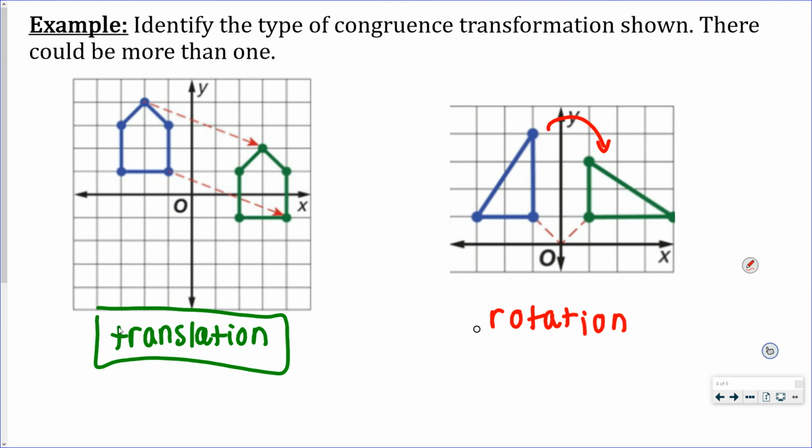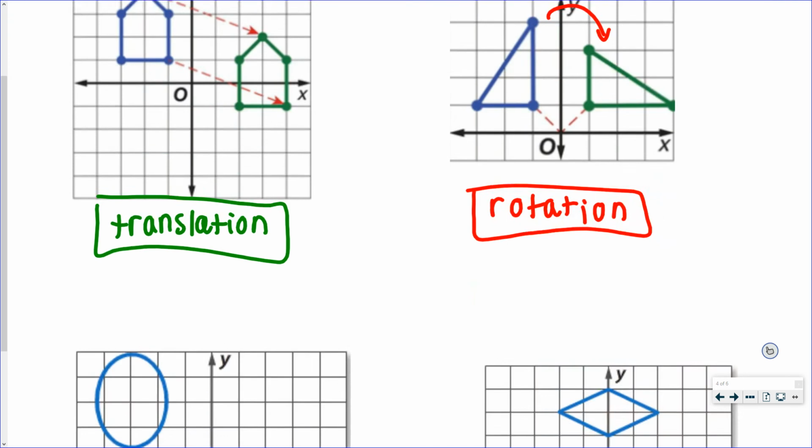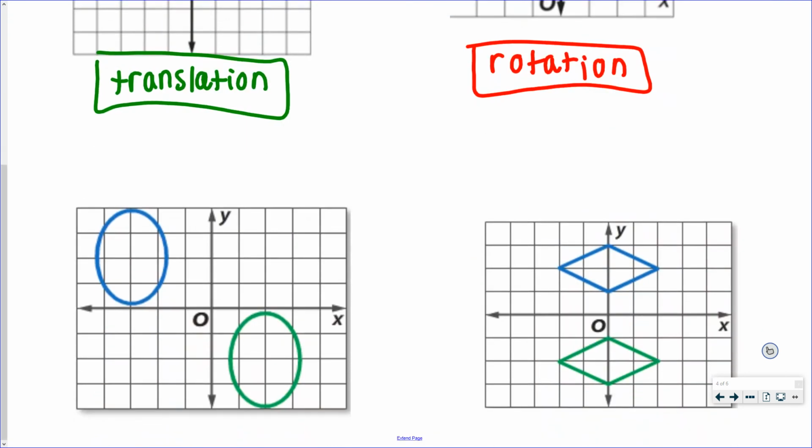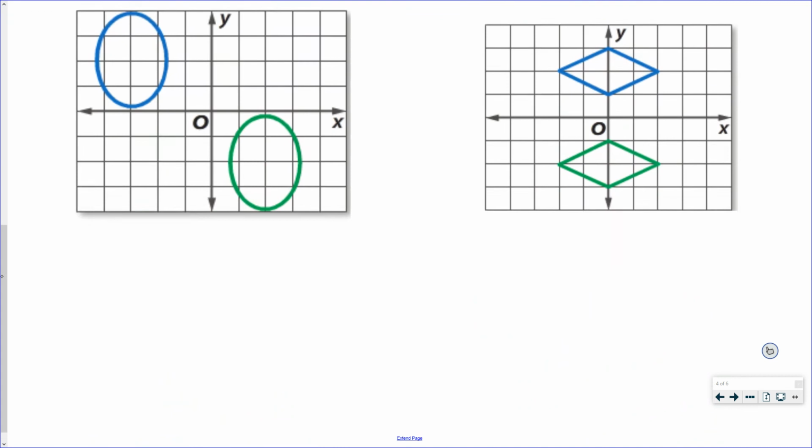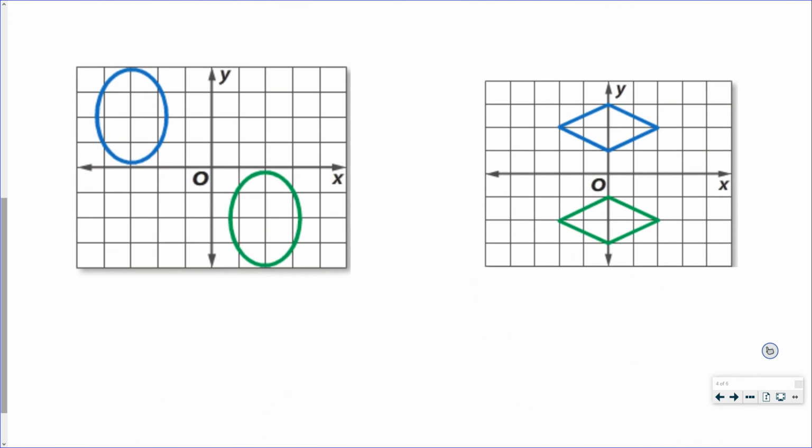Okay, so those ones are pretty easy to see. The next two, there's more than one, so it gets a little bit trickier, but let's take a look at those. Let's go through our list. Could we classify this as a translation? Yeah, we could. It just slid down diagonally.